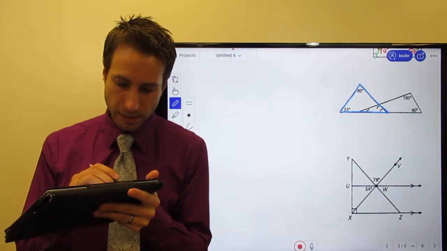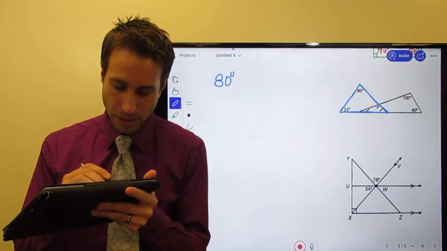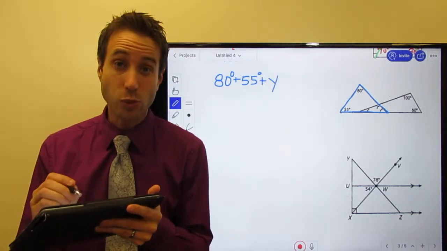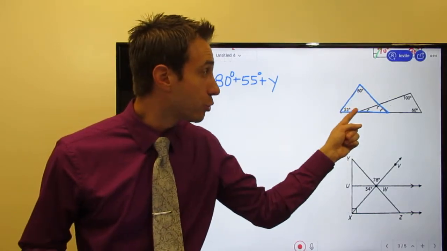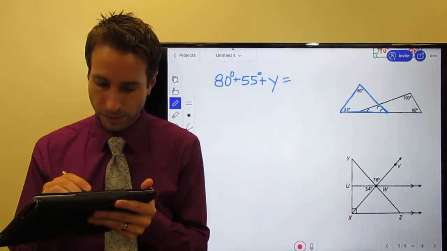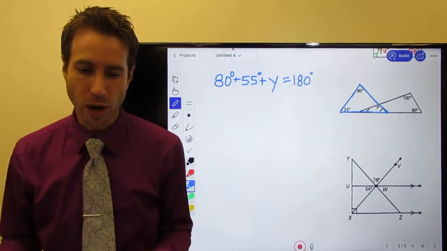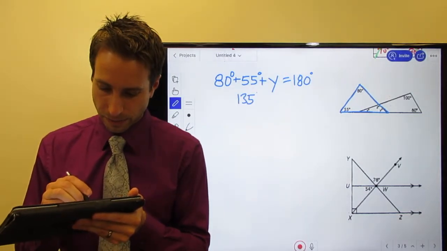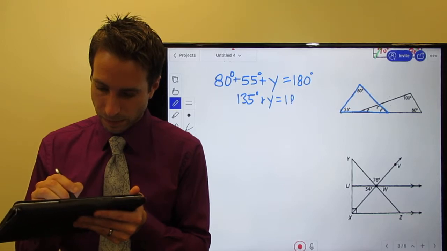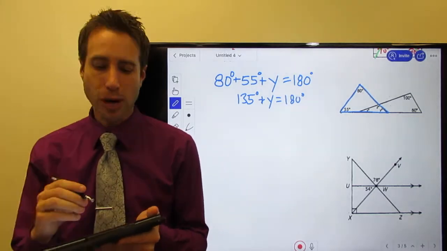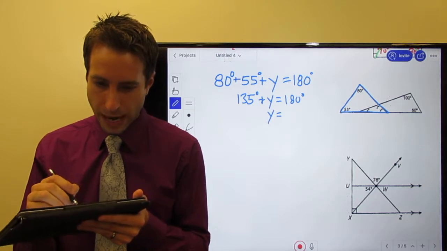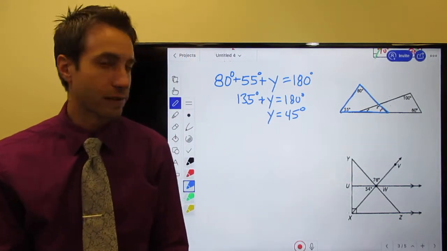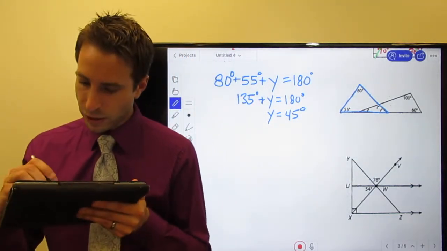Well, I know that 80 plus 55 plus Y, it's a triangle. What do those three angles have to sum to? They have to sum to 180 degrees. Well, 80 plus 55, I get 135. Equal to 180. Subtract the 135 to the other side, I get Y is equal to 45 degrees. So I know that Y is equal to 45 degrees. Keep going. Let me do this triangle in green.